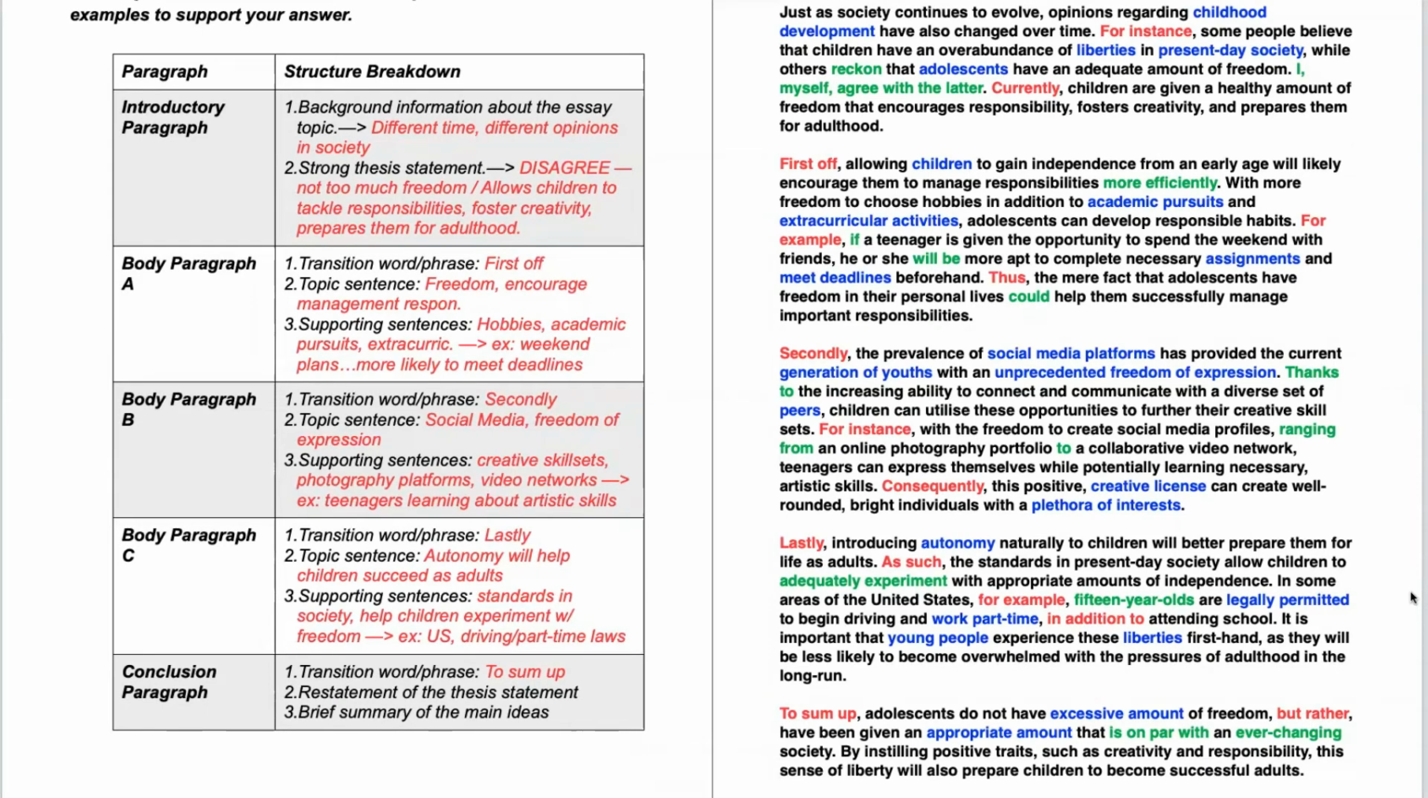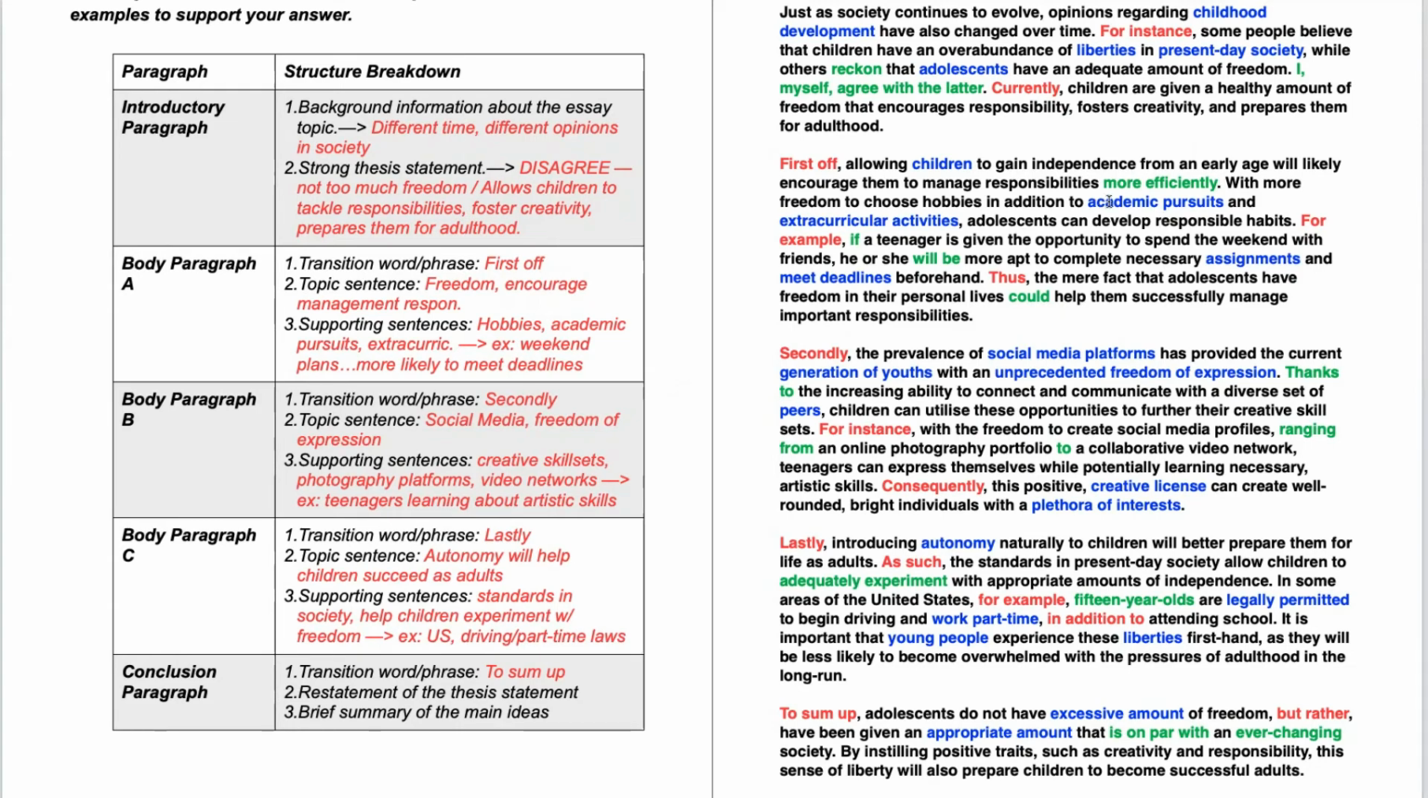So we talk about the blue, you'll see different words for childhood development, liberty is another way to say freedom, present day society is great for nowadays, adolescence, children, teenagers. These are also great ways to say children and youths, generation of youths, peers. Notice how I used different words to talk about children, and the writing prompt just said children. So you really want to make sure that you are showcasing your knowledge about the topics.